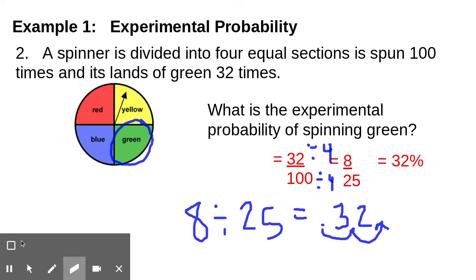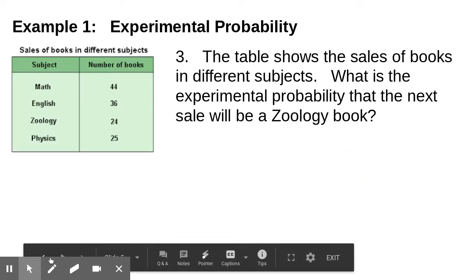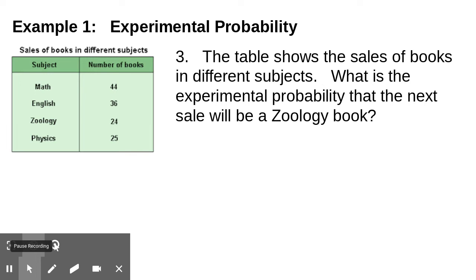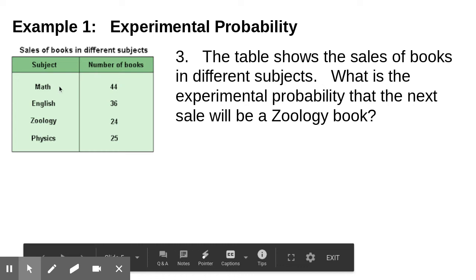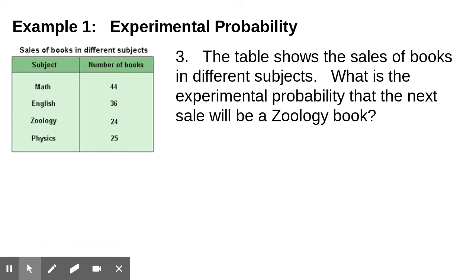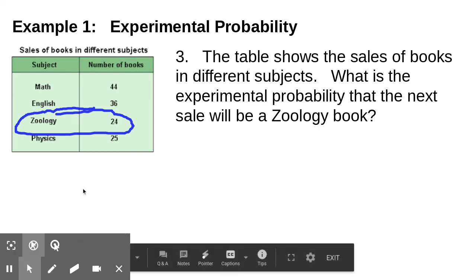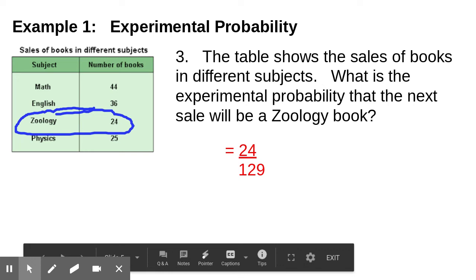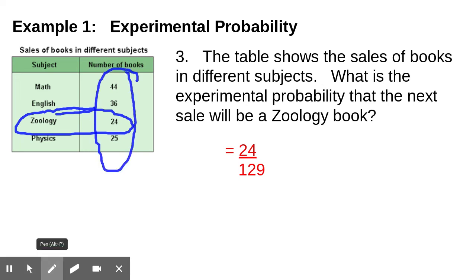Okay, let's take a look at another one. So here's a table. This table shows the sales of books in different subjects. And if you look here, math has 44 books that were sold, English was 36, zoology is 24, and physics was 25. So it's asking, what is the experimental probability that the next sale will be a zoology book? Well, how many total books do we have here? Well, we have 129. If you add it up, 44, 36, 24, 25, you get a total of 129.